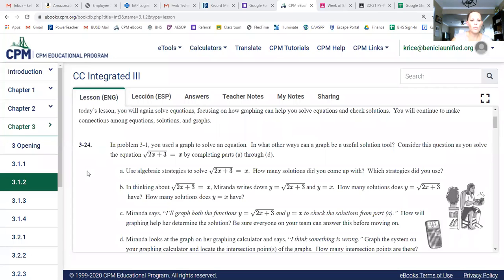So problem 3-24, it says in problem number 1, we use a graph to solve an equation. In what other ways can a graph be a useful solution tool? Consider this equation, the square root of 2x plus 3 equals x by completing parts A through D. So go ahead and write that equation down on your paper for 3-24.